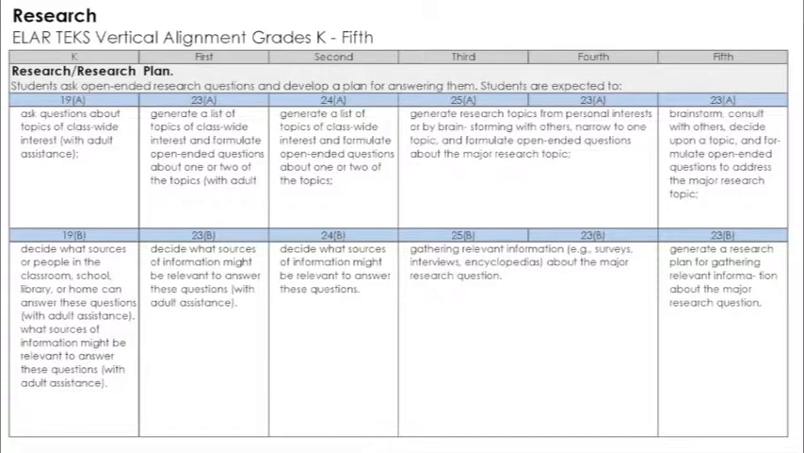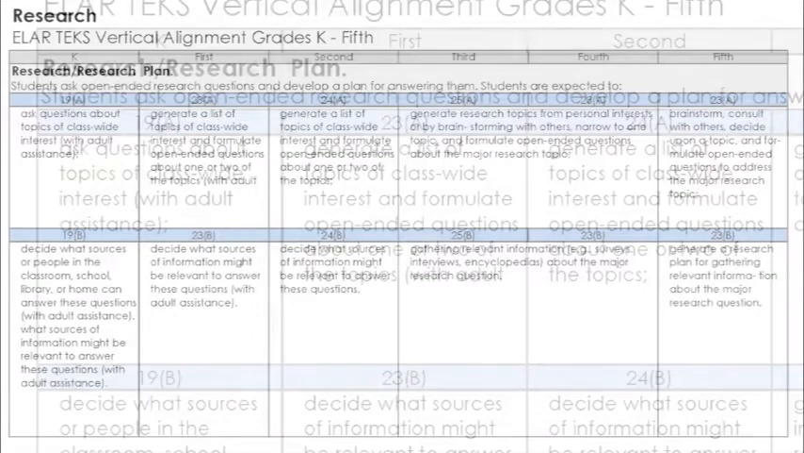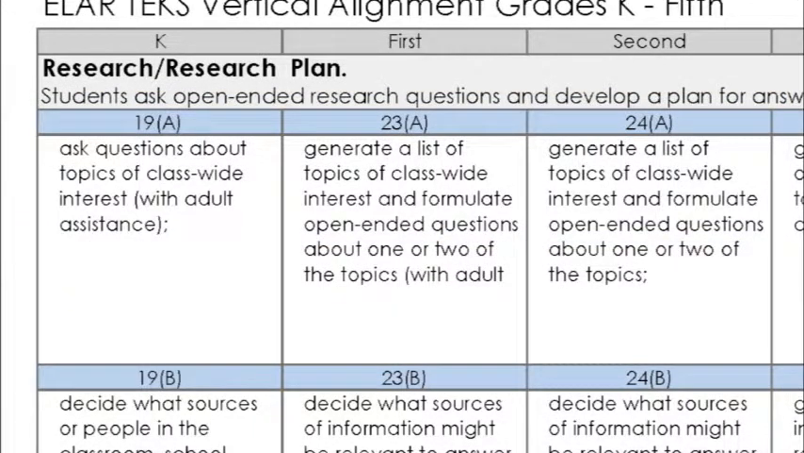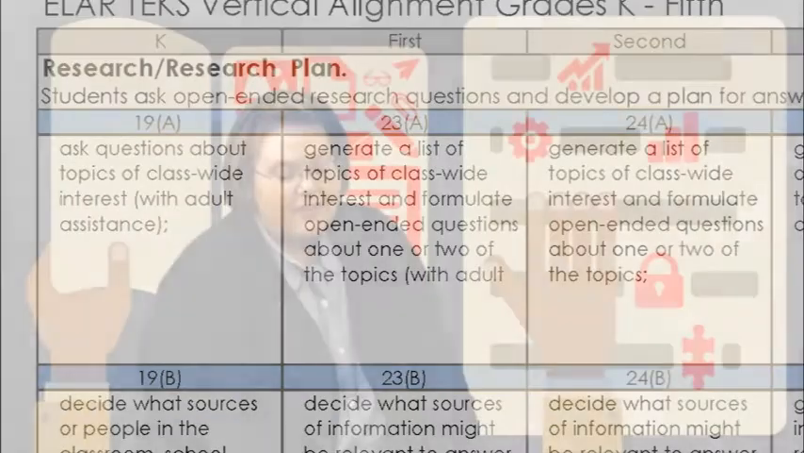And so if you'll take a look, I'd like to share with you our vertical alignment. The first place that we have to begin from K all the way through 5th and even 6th grade is to make a plan. As we can see with our vertical alignment, the first thing we do in kindergarten is we ask questions about a topic, and the key word is class-wide interest. This is very important because you are modeling how to think through curiosity questions, all of their wonderings. This is what we're looking for.